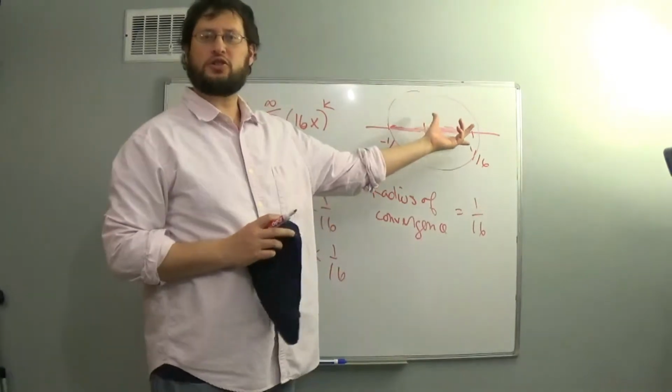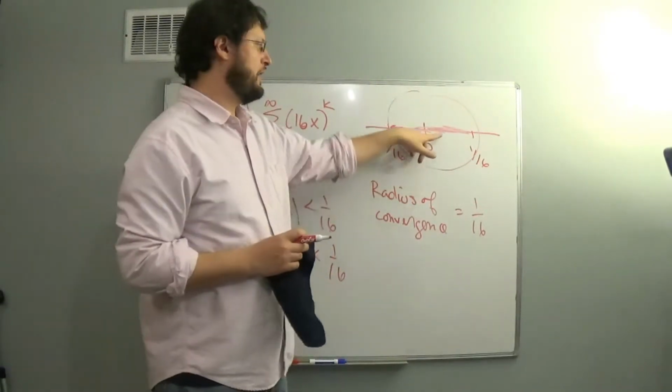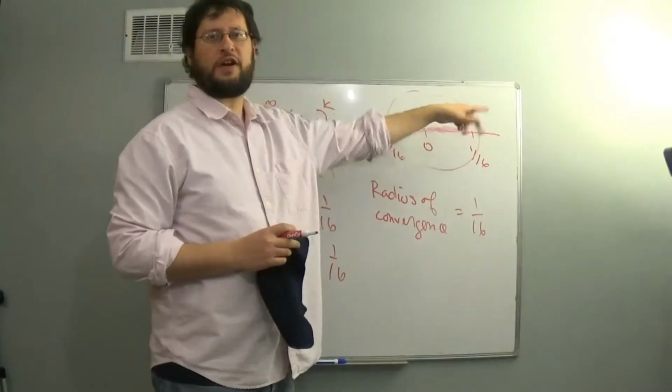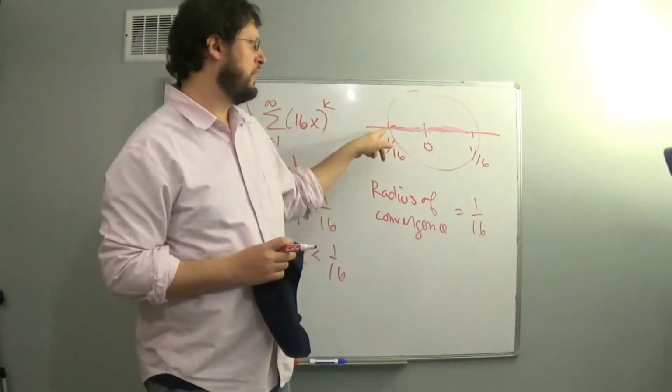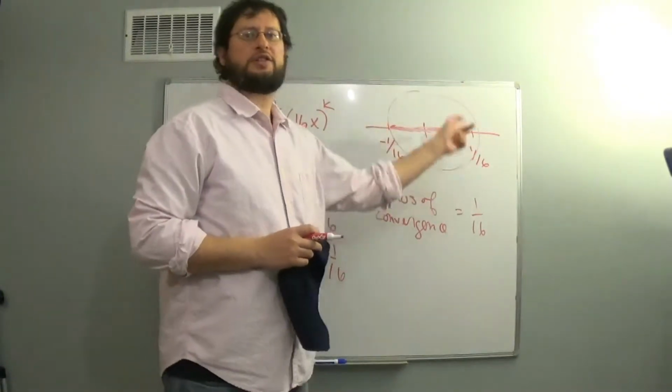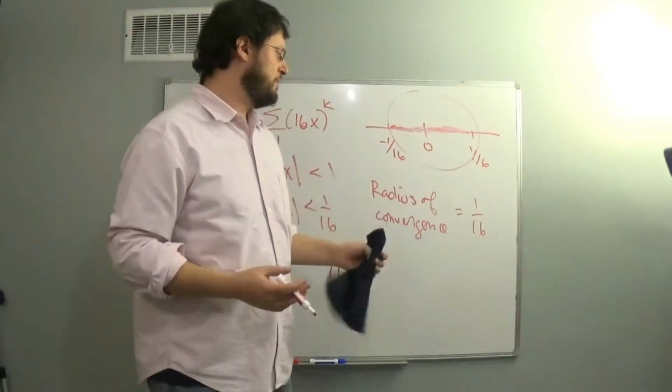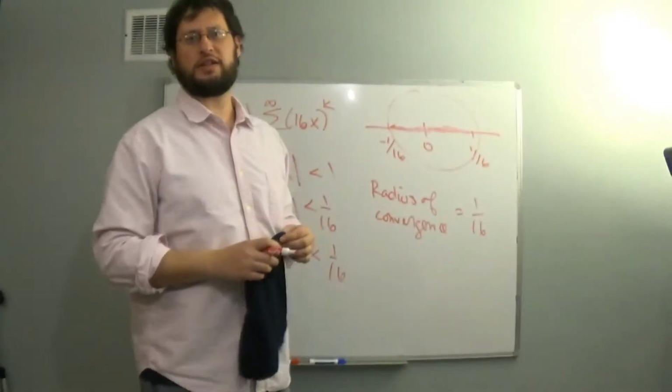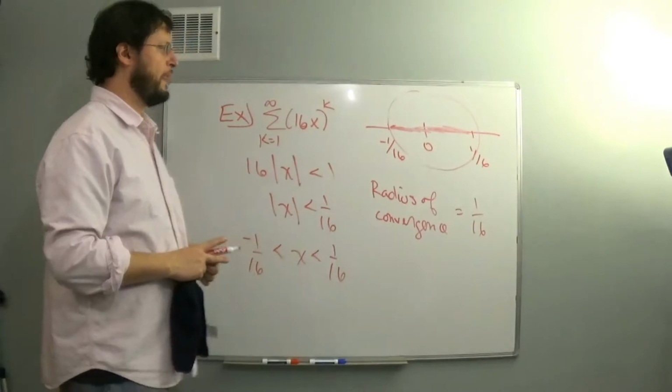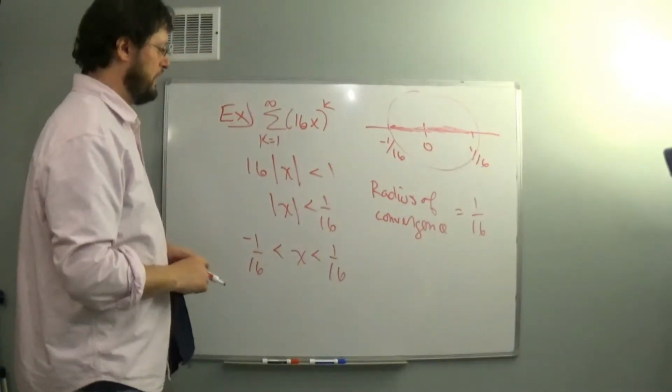It really is a circle when we look in higher dimensions. In one dimension here, if I have just a function of one variable, it's a segment instead of a circle or a sphere. But in higher dimensions, it really is a sphere, which is why we use the word radius here.